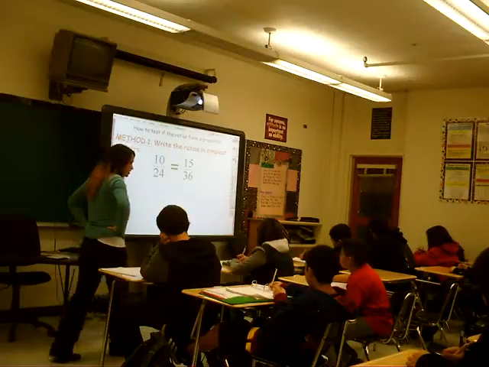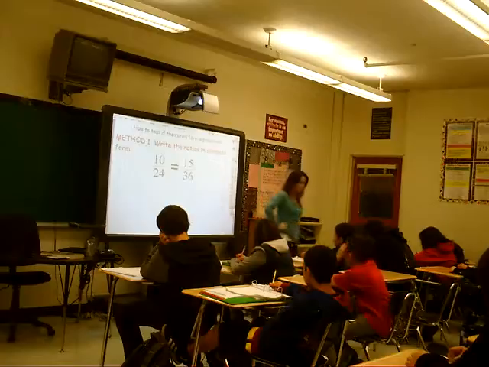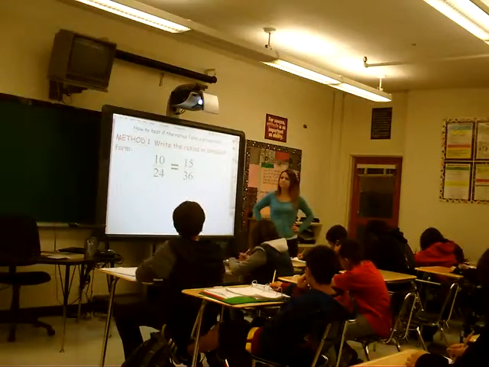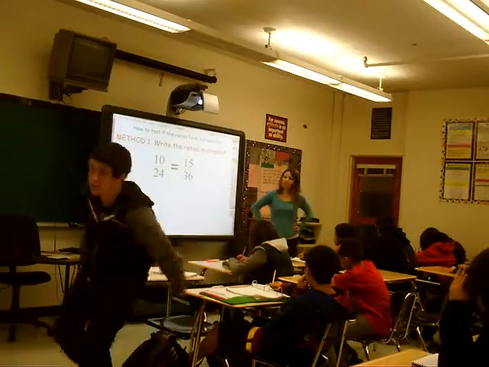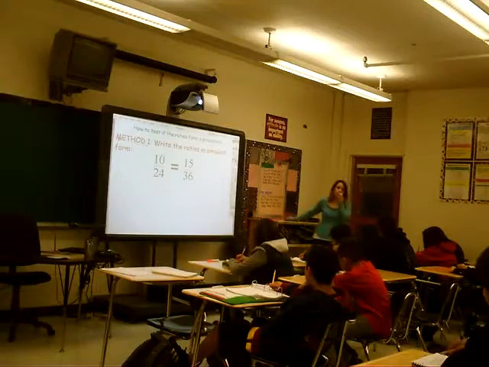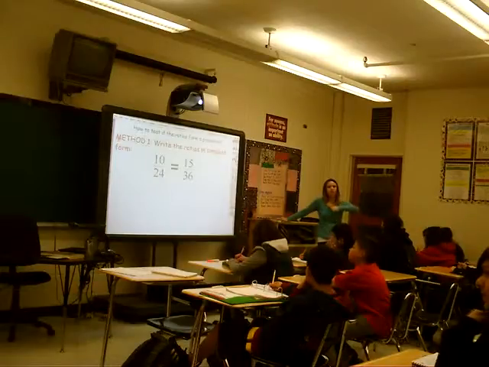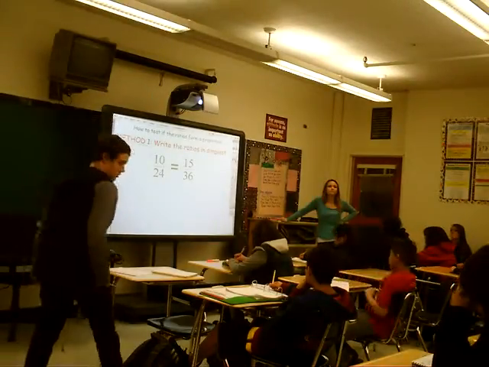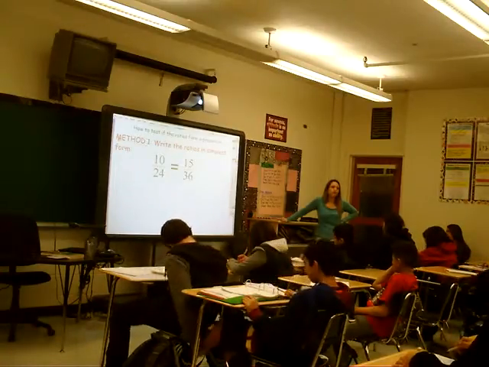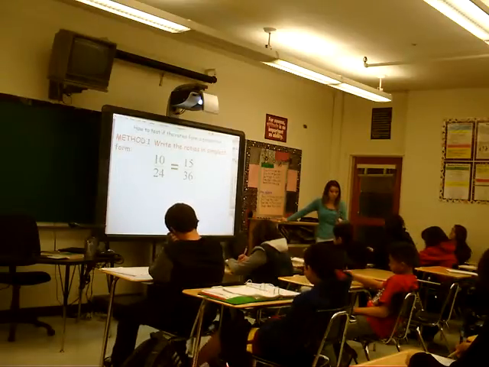We can write the ratios in simplest form. Now someone remind me what writing a ratio in simplest form would mean. Jacob? Dividing them until they can't be divided. Okay, dividing them so they can't be divided, or so that they can only be divided by 1, right?